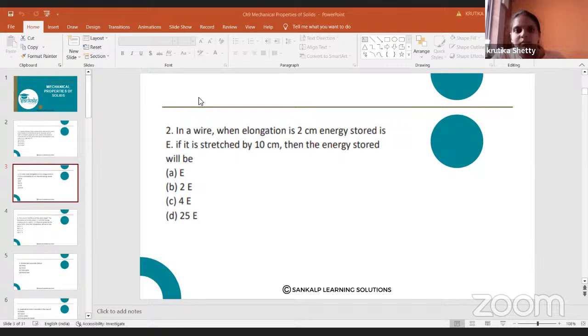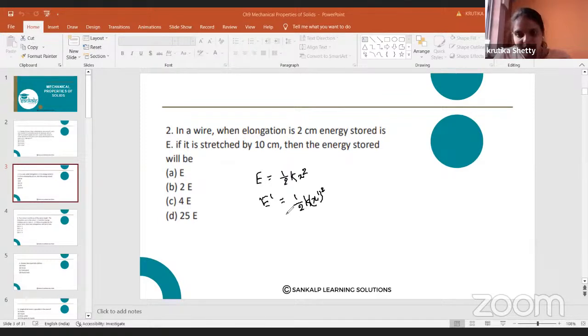Here we can write it as, see this, the energy is equal to half kx², okay? So this is energy is equal to that, when the elongation is 2 centimeter. Now they are saying that the elongation is 10 centimeter. So for that I'll write E dash is equal to half k x dash square. Equation 1, equation 2, right?